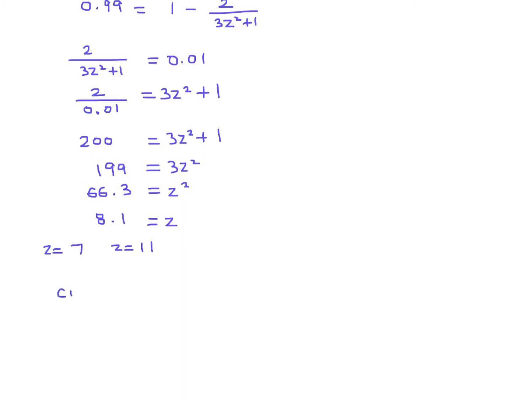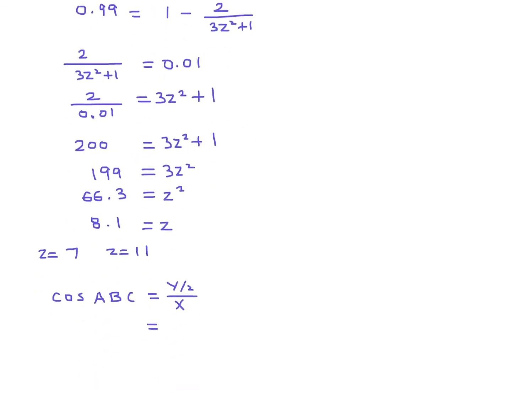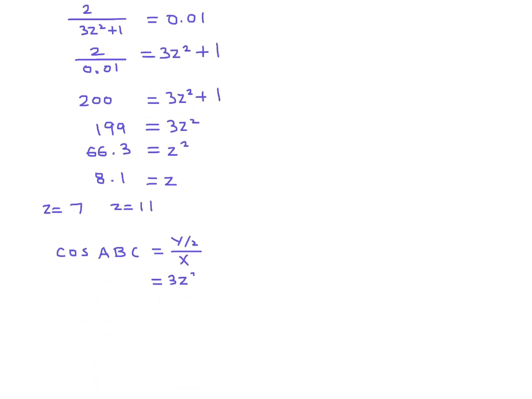If we use the value of 7, the cos of ABC, if you remember, it was y over 2 over x, and y over 2 over x we already got simplified right here, so we don't need to do all the math again. So I'll just repeat that. It's 3z squared minus 1 over 3z squared plus 1. If you substitute z equals 7, you will get 146 over 148, and that is equal to 0.9864 approximately. Okay?